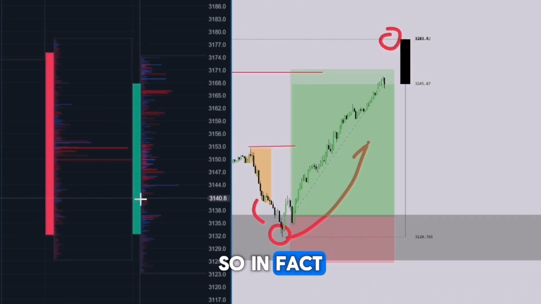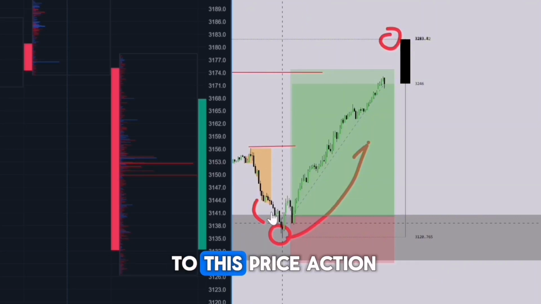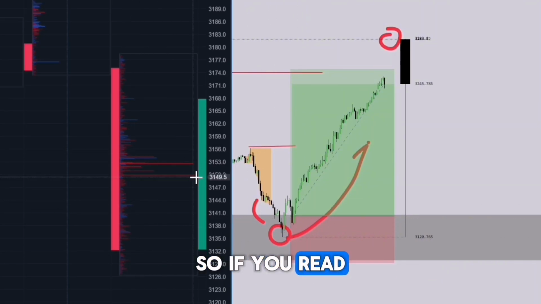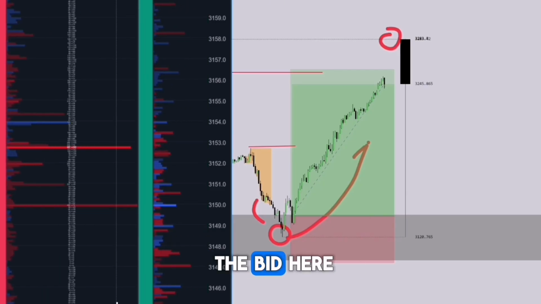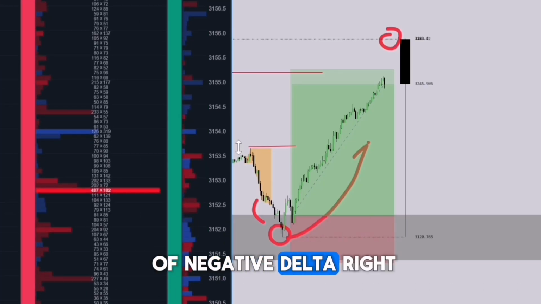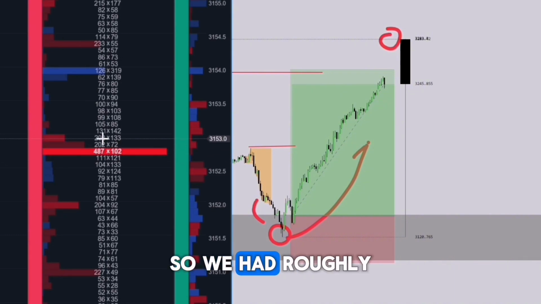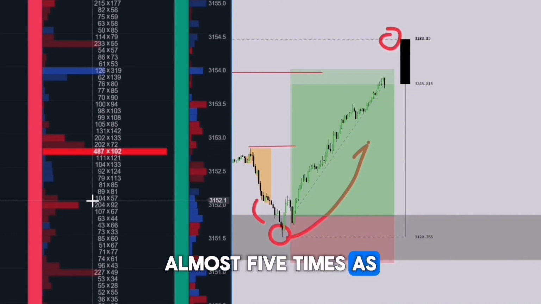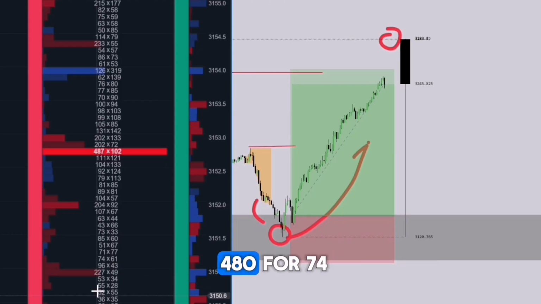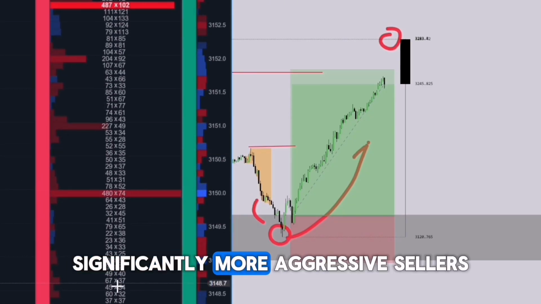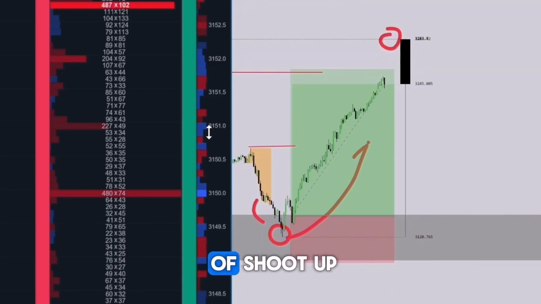In fact, this price action over here where I've circled corresponds to this price action over here. If you read the actual delta, and delta just refers to the ask minus the bid, here we had a ton of negative delta, right? In fact, we had 487 for 102. So we had almost 5 times as many aggressive sellers than buyers, right? Same thing over here, 480 for 74. Significantly more aggressive sellers than aggressive buyers, right? And then from here, we had price shoot up.